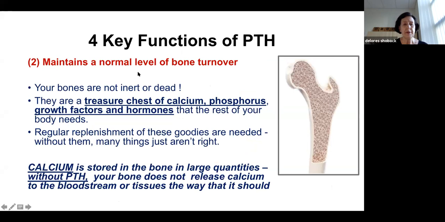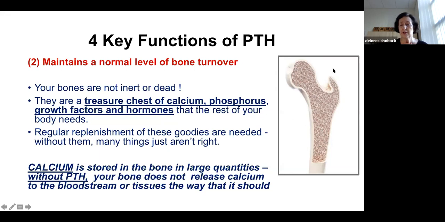Another key function of PTH is to maintain a normal level of bone turnover. What is bone turnover? Well, if you look inside a bone, it's not just a big piece of cement. The bone is not inert, it's not dead. All of these are cells and very active little factories of hormones and calcium and phosphorus and really a lot of things. So I call the bone a treasure chest of calcium, phosphorus, growth factors, and hormones. And these are needed by places in your body.